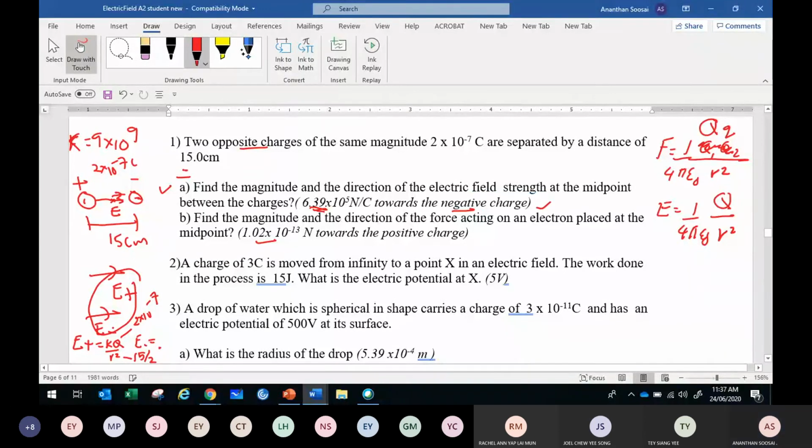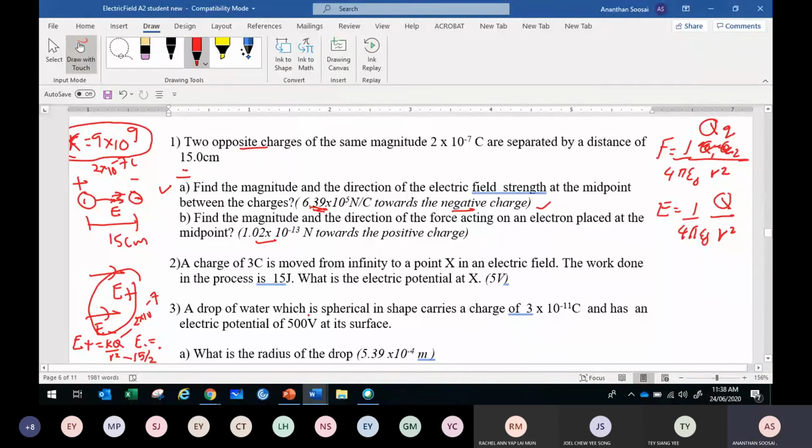So that's for A. Substitute, put the numbers. K is 9 times 10 power of 9. Get an experience how to do these electric field questions. The R, change centimeter to meter. So I assume everyone got the A.